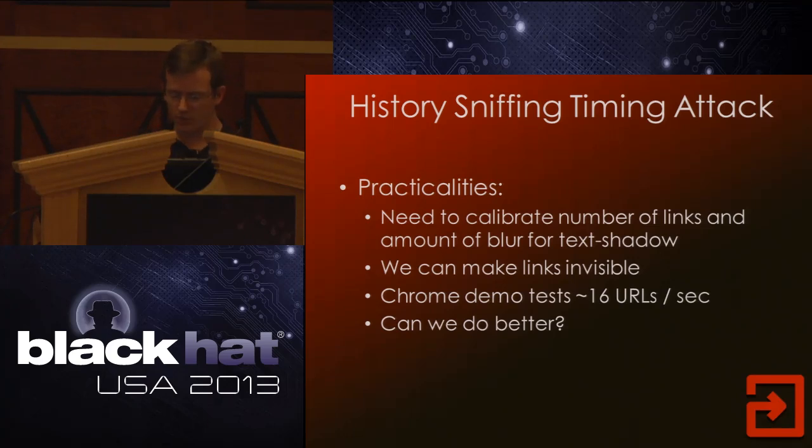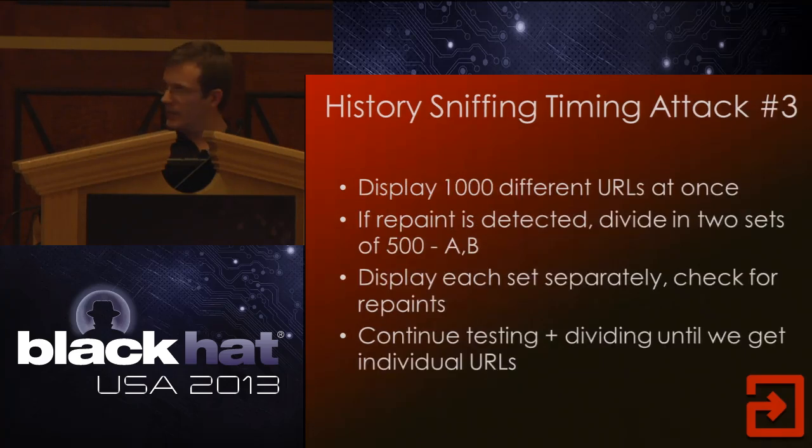So I thought, can I improve things a bit? Here's a slightly different technique I came up with for Internet Explorer. Rather than testing one URL at a time, I display 1,000 different URLs all in one go, the 1,000 different URLs we want to test if the user visited them. And as we put them all on the screen, even if one of those links is repainted, we can detect that repaint happening, so it will be a slow frame. So we know that if the repaint occurs, then at least one of those links is visited.